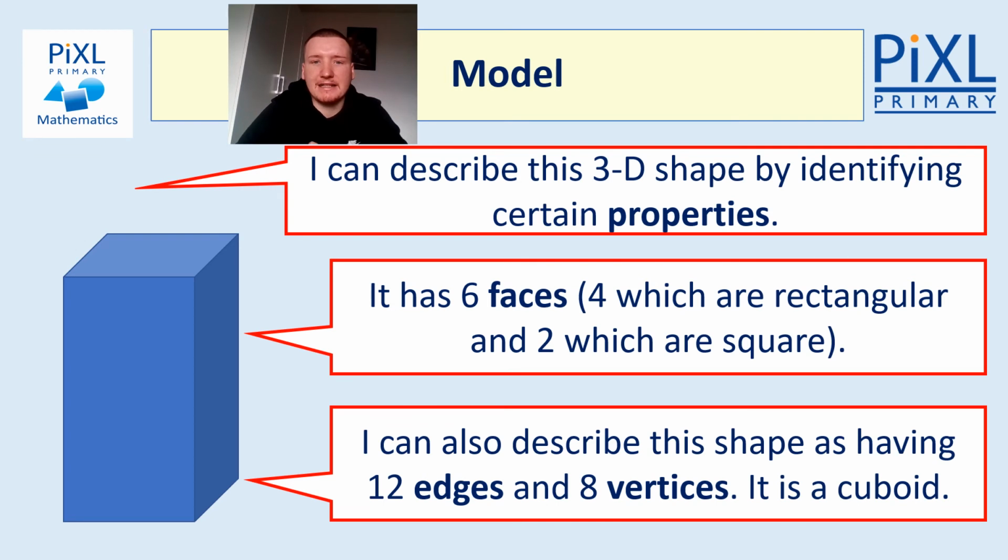And then finally, to count all the corners, all of the vertices, you will have counted 4 at the top and 4 at the bottom. So you've got 8 vertices all together on a cuboid. So give yourself a pat on the back if you got all of them correct.